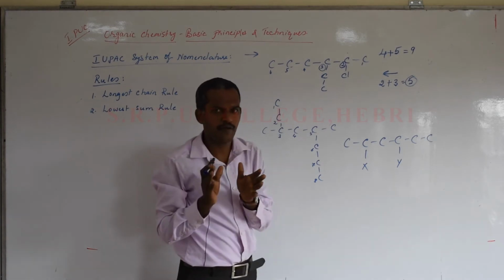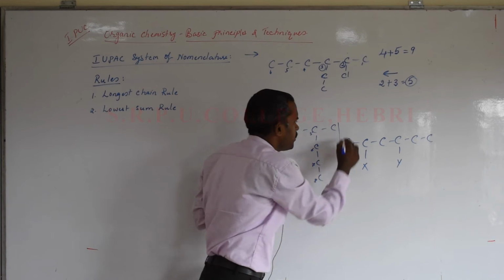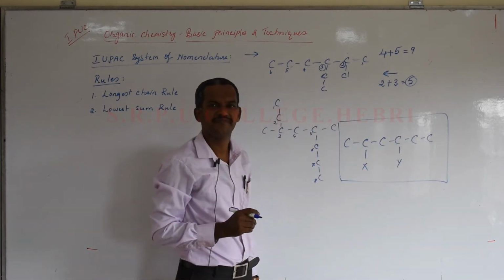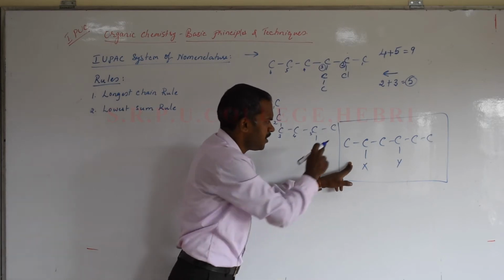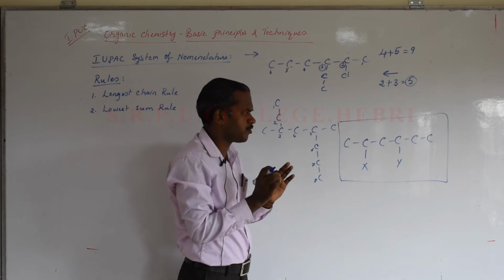Are you getting what I'm telling? X and Y are the two different substituents. Now looking at this, can you tell me, is it numbered from left to right or right to left? How do you number it? Again, the lowest sum rule is what you want to apply.